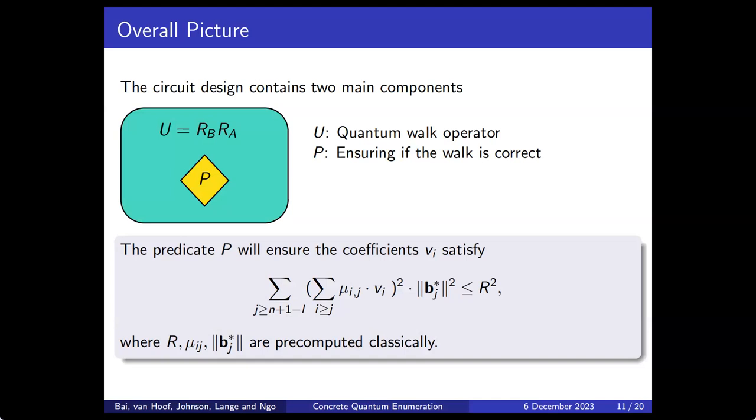For the predicate P, we need to ensure that the coefficients of the short vector when we enumerate satisfy this condition. Recall that when we talk about enumeration, we try to enumerate lattice vectors with a different multiple of V2 in the example that we just saw before. So this way we say this is the enumeration, and the idea here is we start to enumerate Vn, and then we look upward, Vn, Vn minus 1, until 1. And then at this step we check to make sure this condition is satisfied. Okay, so now I will introduce what is the meaning of these terms here. R is the enumeration radius. Sometimes you can choose R as the Gaussian heuristic of a certain lattice. And mu_ij here is just the coefficient of the Gram-Schmidt orthogonalization, and the norm of b_j star is just the norm of the orthogonal basis. All of these three values we compute classically, and we will use them to design the circuit.